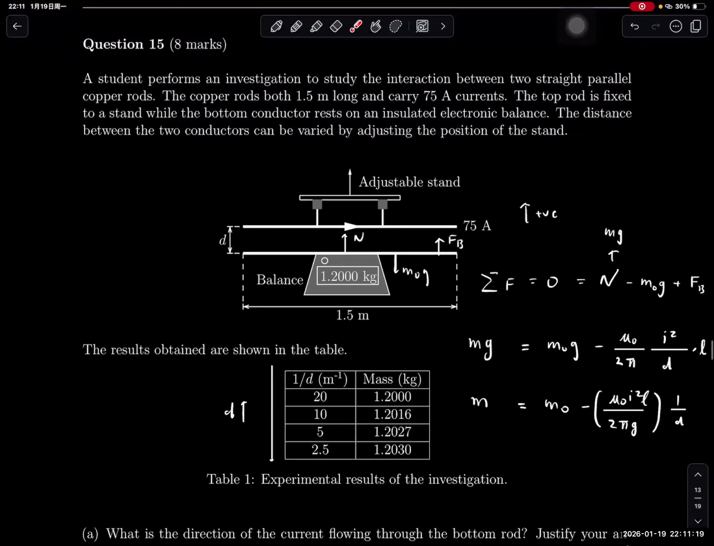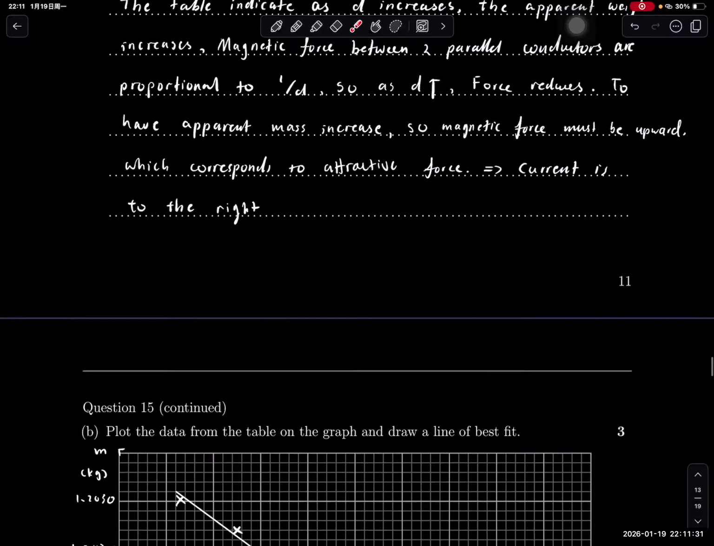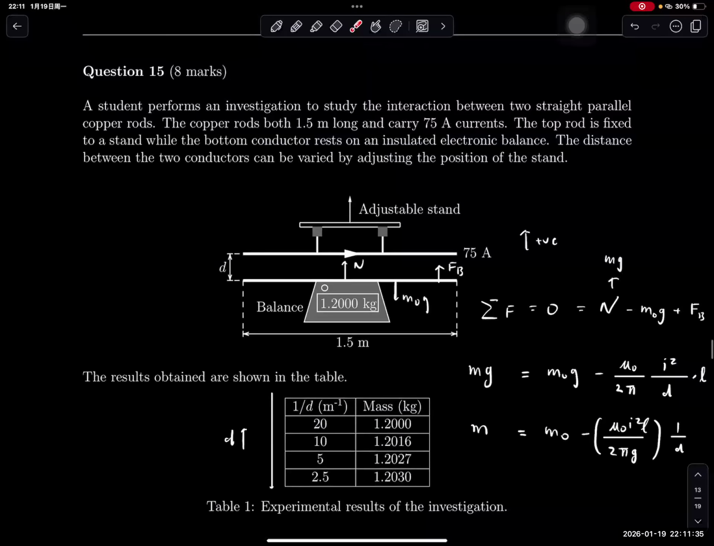Question 15. Yeah, this one is quite challenging. You have to understand what it means to be the apparent weight and the normal force and so on. Being able to write free-body diagrams and rearrange equations to find the equation to plot the graph, it's all quite challenging. So the students perform an investigation to study the interaction between two parallel wires.